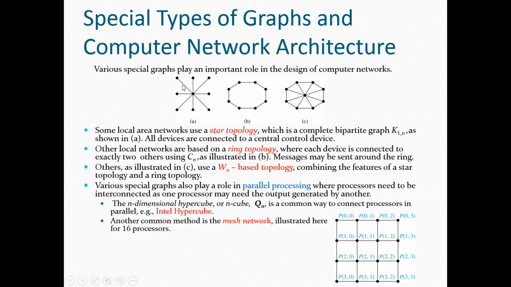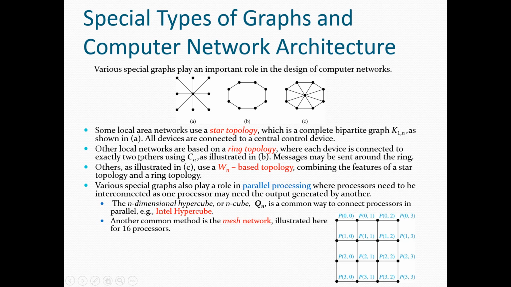Special types of graph and the computer network architecture. So special graphs play an important role in the design of computer networks. First, the graph in figure A is called a star topology. Some local area networks use a star topology. It looks like a star, which is the complete bipartite graph K1,n as shown in this figure. All the devices are connected to the central control device.